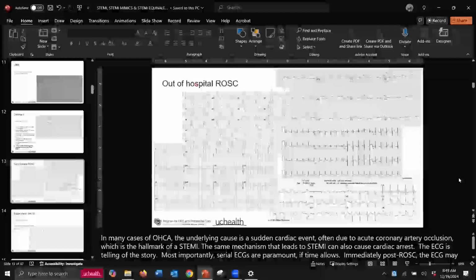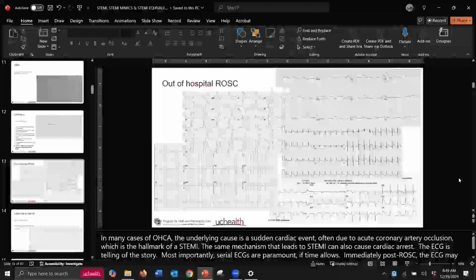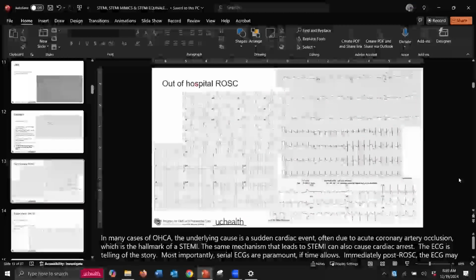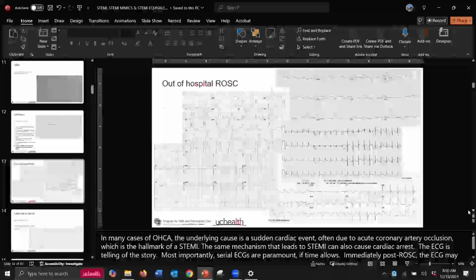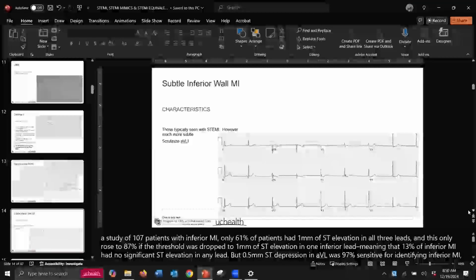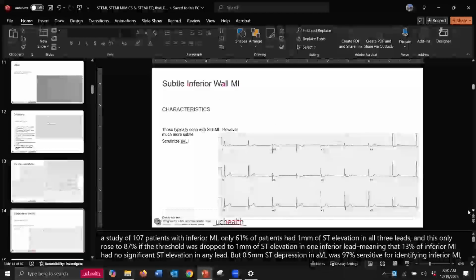Why did I put so many 12 leads on this slide for you to look at? Because it can be any one of these EKGs at any time. Get the data. Okay. Subtle inferior wall MI.